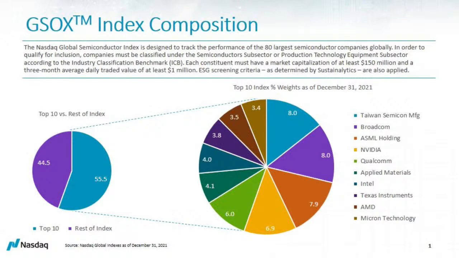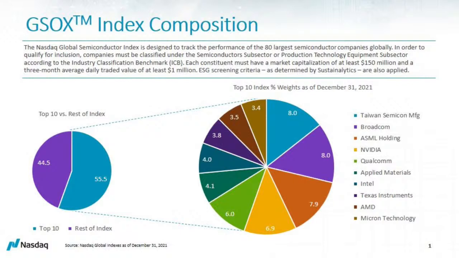Instead of tracking 30 US listings, it tracks the 80 largest semiconductor companies globally. The way we pick those is we look at ICB sector classifications and zero in on two subsectors, either pure semiconductors or production technology equipment. And then we select constituents based on a minimum market cap size of 150 million, average volume of about 1 million. There's some ESG screening criteria applied here as well, just for safety to meet European standards.